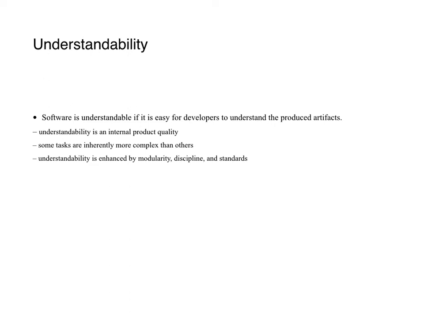So now we are going to learn about understandability. A software is understandable if it is easy for developers to understand the produced artifacts. If we just keep it simple, it expresses the clarity of the system design. If the system is well designed, suppose they have used strong software engineering practices, object oriented or component based techniques, then it's a well designed system.